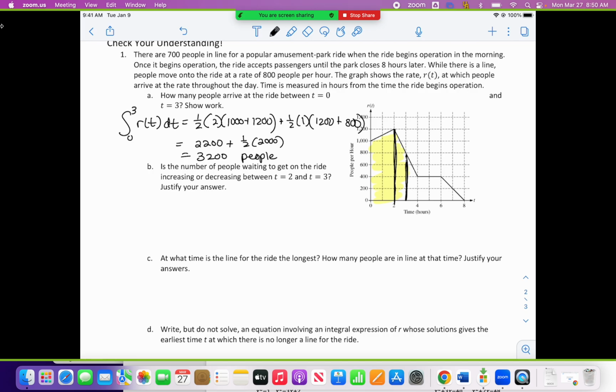Anybody feel confident about your answer? You had to subtract something from 800. It has something to do with that while there is a line, people move onto the ride at a rate of 800 people per hour. So do you see at time is 2, there's 1,200 people, and at 3 is 800, but this does not include the 3. So between the 2 and the 3, there's more people getting in the line than getting on the ride, right? So it's increasing.